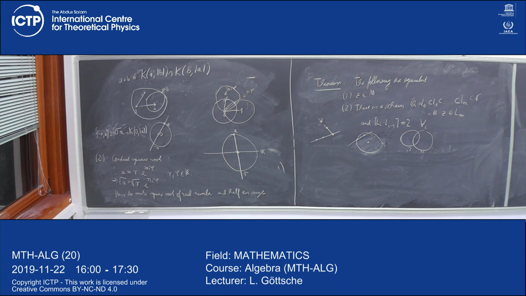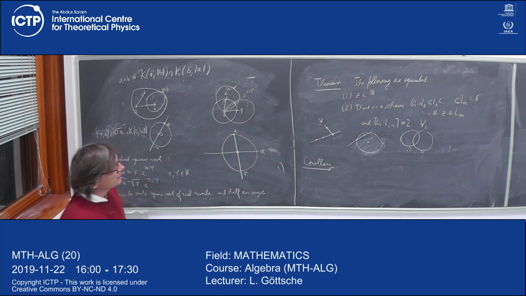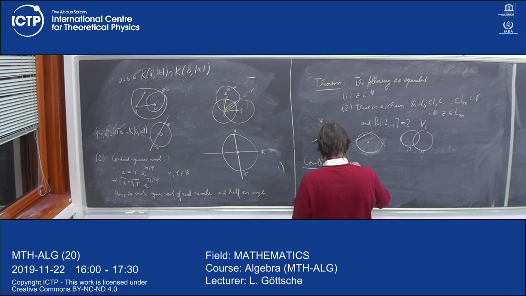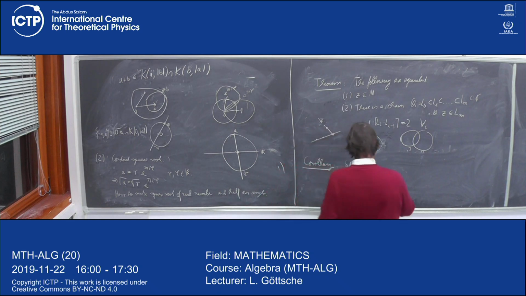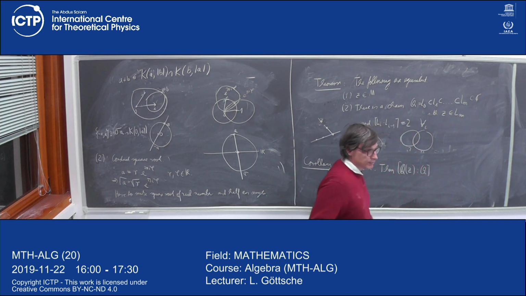I don't know why I didn't say this corollary, but we have an obvious corollary, namely the following. Let Z be an element in M. Then, if I look at the degree of the field extension Q(Z) over Q, this must be a power of 2.